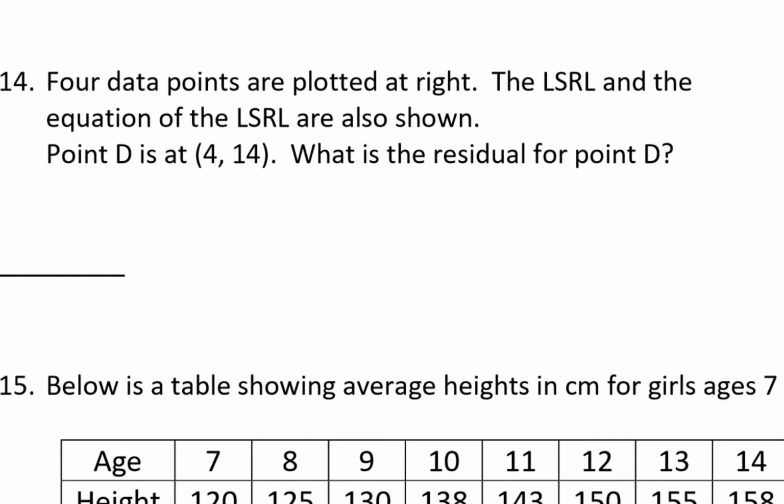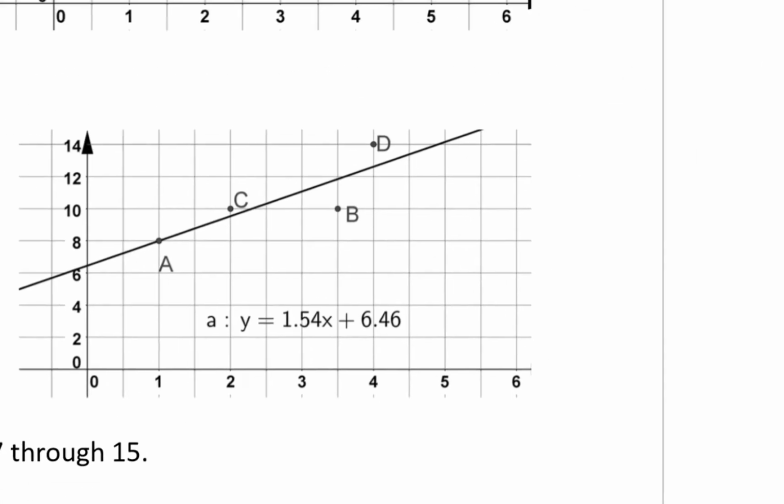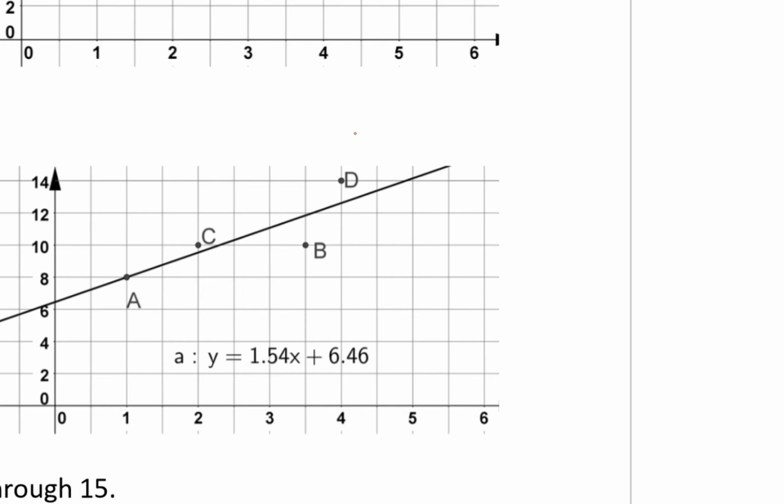So let's take a look at this. Given a lot of information here, but one of the important things I want to write down right now is this point D: x is 4 and y is 14. So when x is 4, the actual value for that point D is 14. I'll label this A, the actual value is 14.